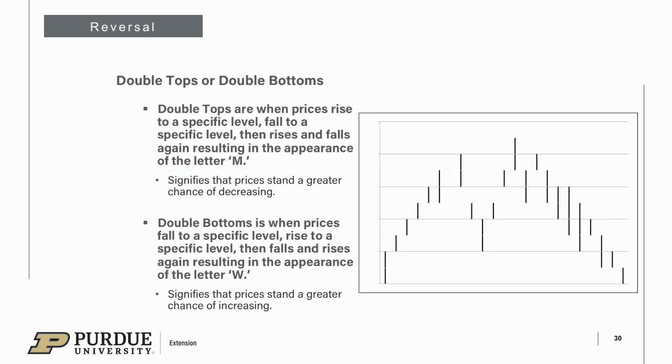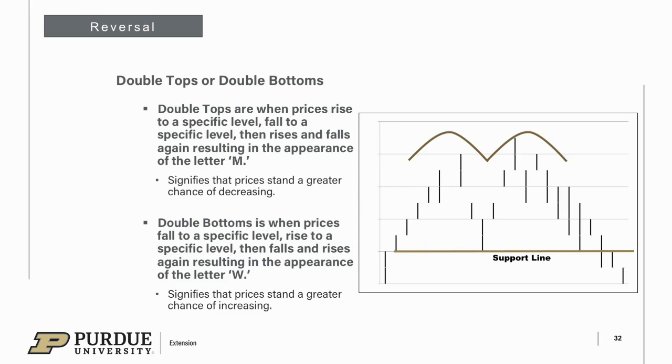Now let's look at those double tops and double bottoms. Double tops are when prices rise, then fall, then rise and fall again. And as they fall, they always stop at a specific point that's called our support line, kind of like what we talked about earlier. Now as we get that rise and fall, we form an M pattern. And it signifies that prices stand a greater chance of decreasing.